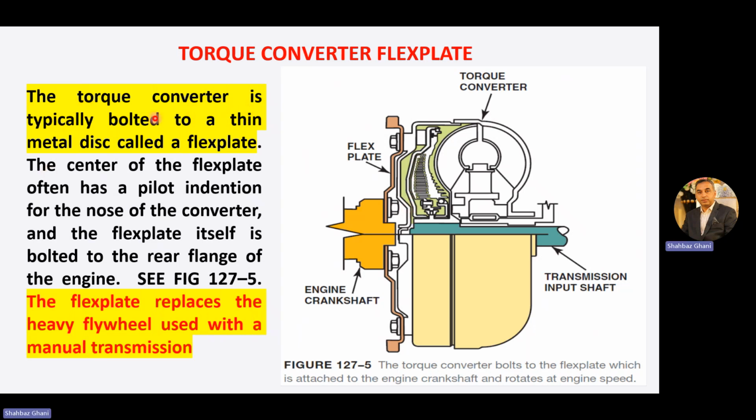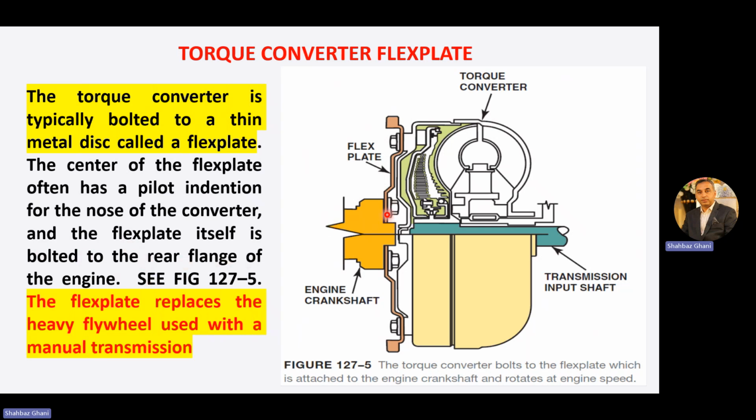The torque converter is typically bolted to a thin metal disc called the flex plate. So the torque converter is bolted to the thin metal plate, which is in brown. This is bolted here with the crankshaft and the torque converter. The center of the flex plate often also has a pilot indentation for the nose of the converter, and the flex plate itself is bolted to the rear flange of the engine.